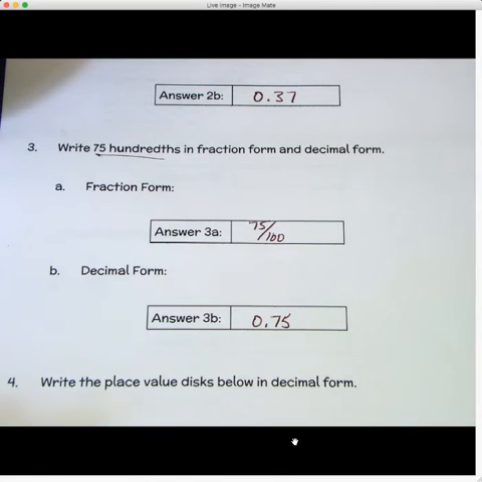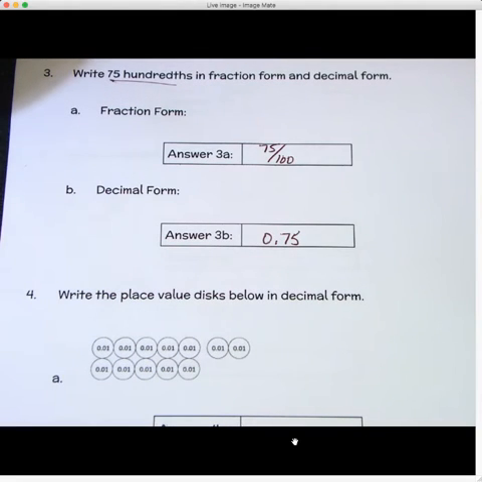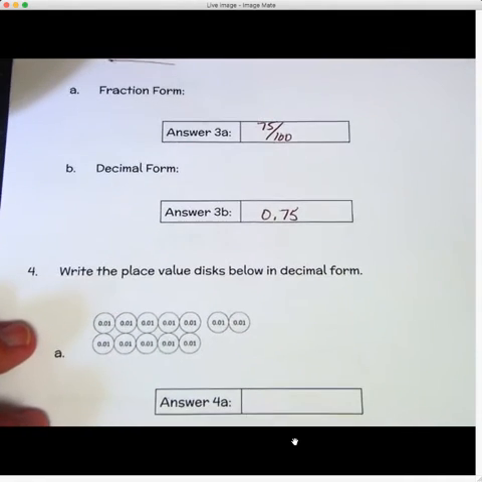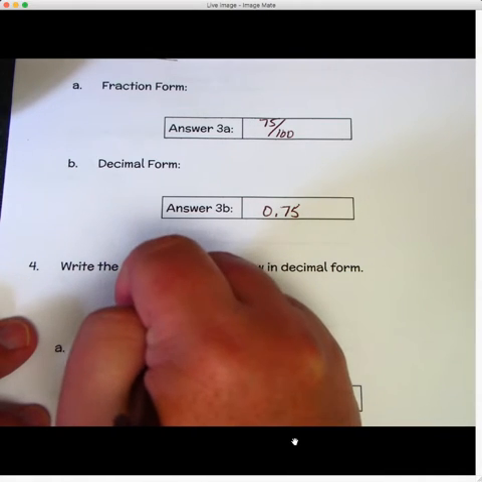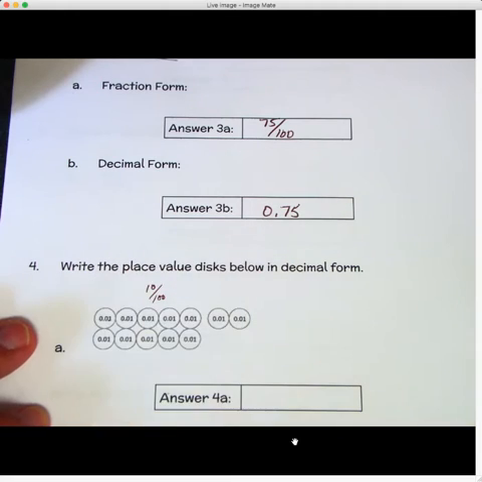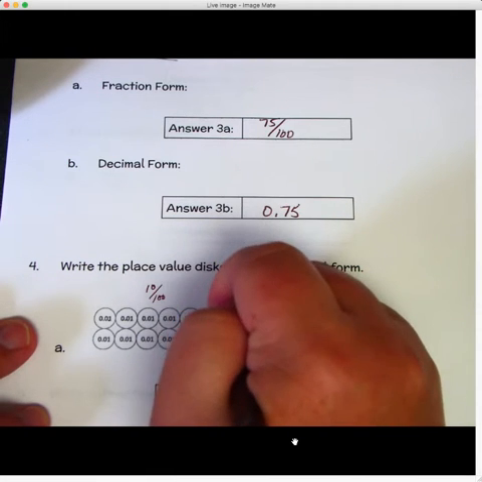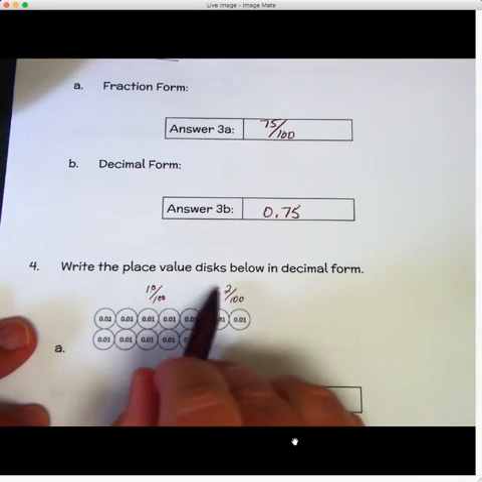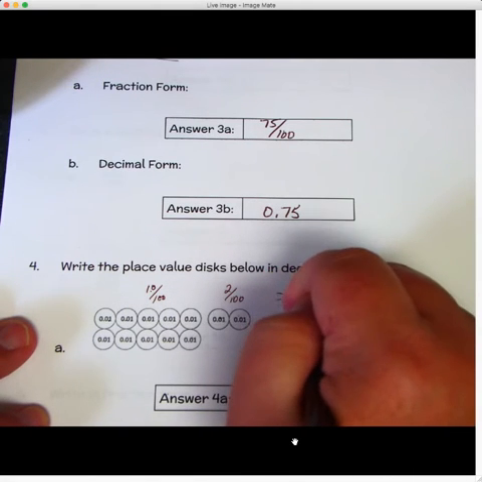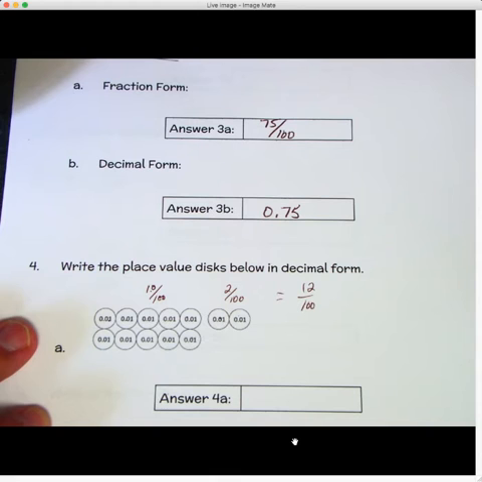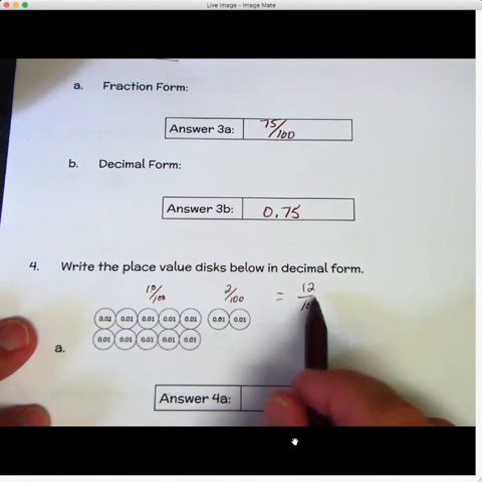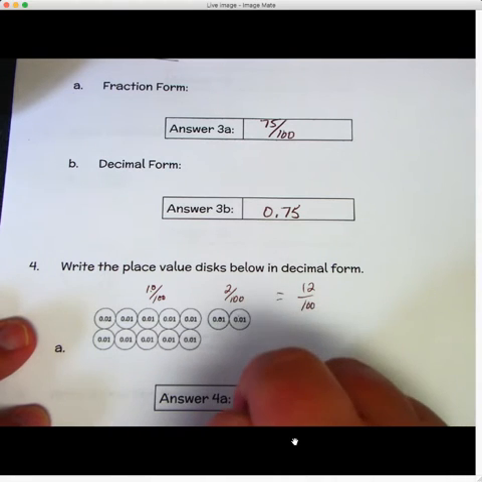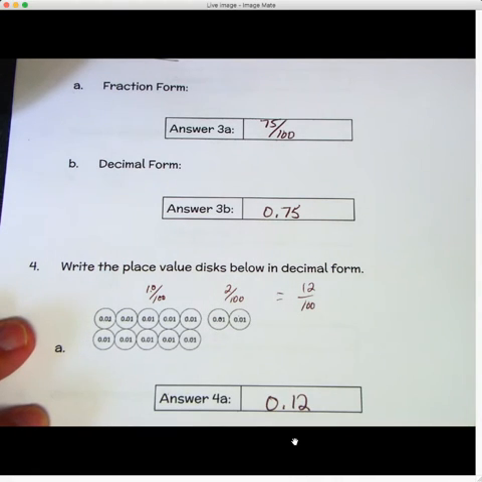Right, the place value disk in decimal form. Well, how do you write place value disk? Well, we've got to count them, don't we? So I have 1, 2, 3, 4, 5, 6, 7, 8, 9. I have 10 hundredths here. And then I have 2 hundredths more. So altogether I have 10 and 2. I have 12 hundredths shown in the picture here. So I've got to write it in decimal form. Okay. How does 12 hundredths look in decimal form? Just like that. 12 hundredths.